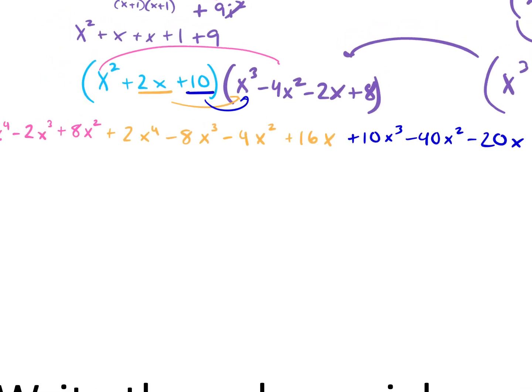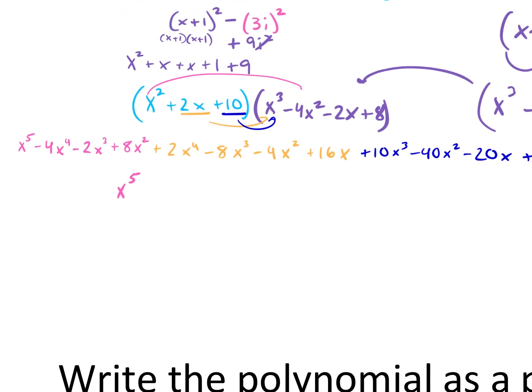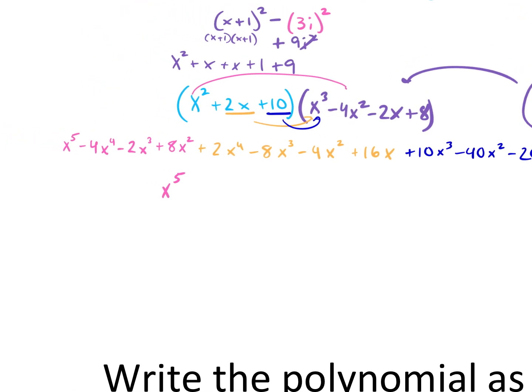Now let's combine our like terms. So we've got x to the fifth power. I'm going to cross them out as I go just so I don't forget anything. Now x to the fourth power. So I've got negative 4x to the fourth power plus 2x to the fourth power. That would be minus 2x to the fourth power. So I'll cross these out now.